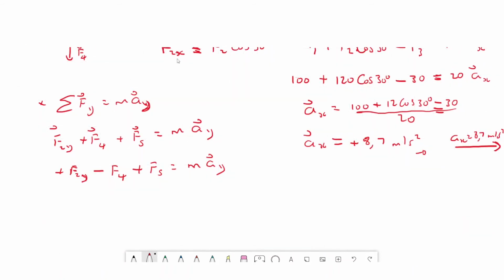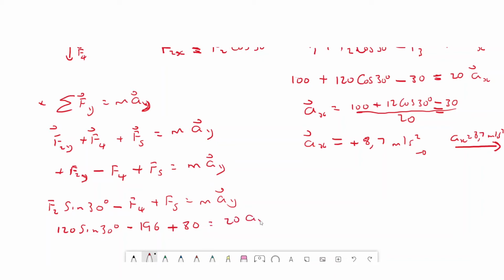So F2 is going to be this F2. Remember what F2Y was? It was F2 sine of theta. We found that when we were doing those calculations. And then this one, F4, I know it. And then this is F5. This is the mass, and MAY is a vector. Then you can substitute now. So this is going to be 120 sine of 30 degrees. Then F4 we said is going to be 196. And then F5 we said is going to be 80 newtons. And then this is going to be 20 AY, like that.